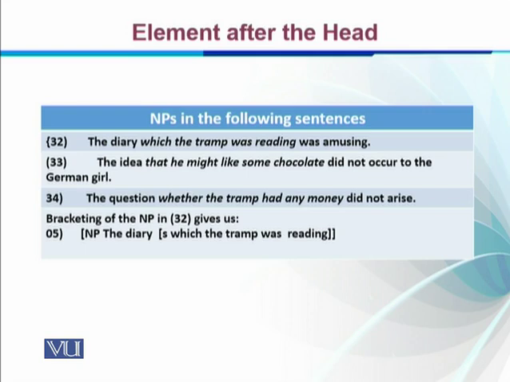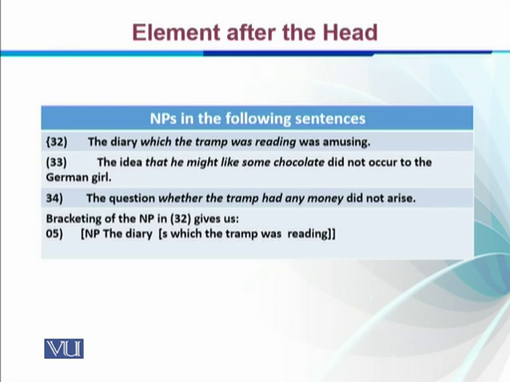The idea that he might like some chocolate did not occur to the German girl. Similarly, that he might like this string of words refers to idea, which is the head of the noun phrase. The question whether the tramp had any money: similarly, whether the tramp had any money refers to the head word, which is question, right? So in 5 we can have the same sentence in bracketing: the diary is the noun phrase, and which the tramp was reading is an S-bar sentence, right? So we can say that which is a relative pronoun. So this whole is a relative clause.